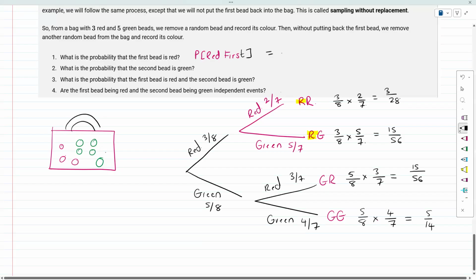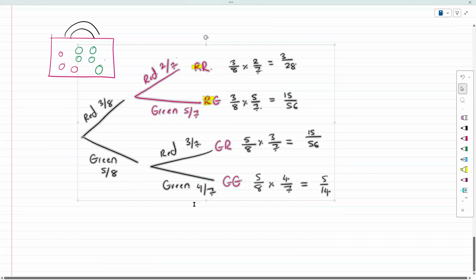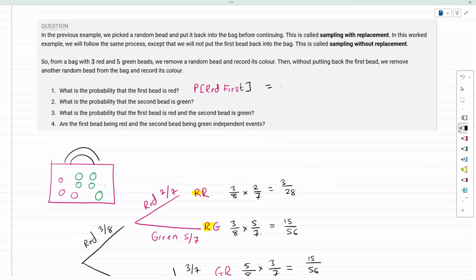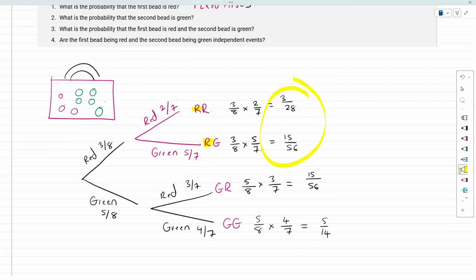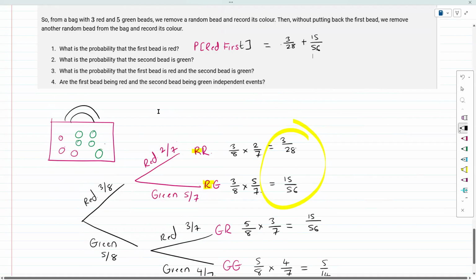Now, guys, you see, we got a problem, okay? Because we need to understand what this tree diagram asked and what this first question asked for. And without the tree diagram, even I got a bit confused. But they want the probability of getting red first. Where is red first? Red is first in these 2 examples. So the probability of getting red first would be 3 out of 28 plus 15 out of 56. Not plus.